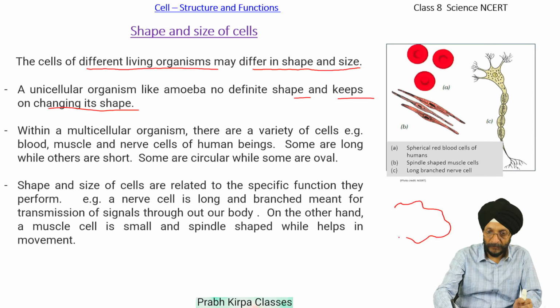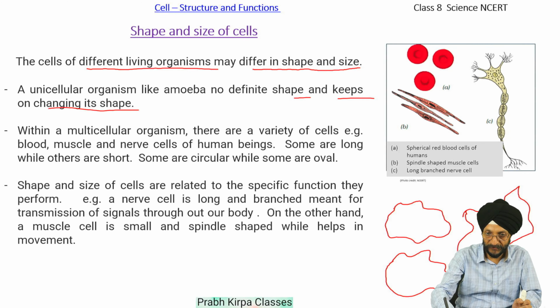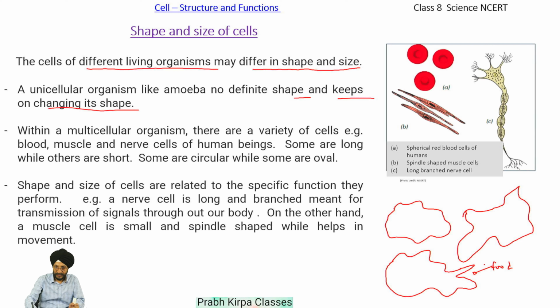At one time, amoeba may have its shape as this. At the other time, it may have its shape like this. Or at the time of eating food, it may extend its feet, which is called pseudopodia. These are its false feet, which are known as pseudopodia. So, a unicellular organism like amoeba has no definite shape and keeps on changing its shape and position.